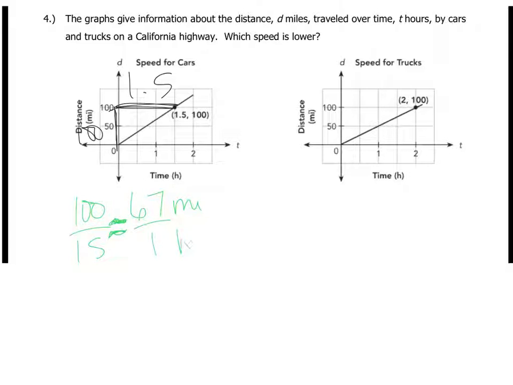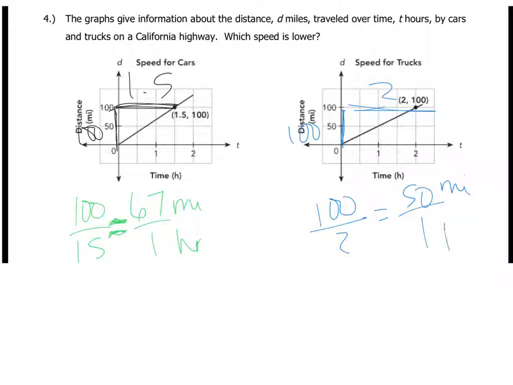miles per hour. On the next one, you go up 100 over 2. So you're still traveling 100 miles, but this time it takes you 2 hours. So that's going to be 50 miles per hour. The one that is lower is actually the speed for trucks, which it should be.